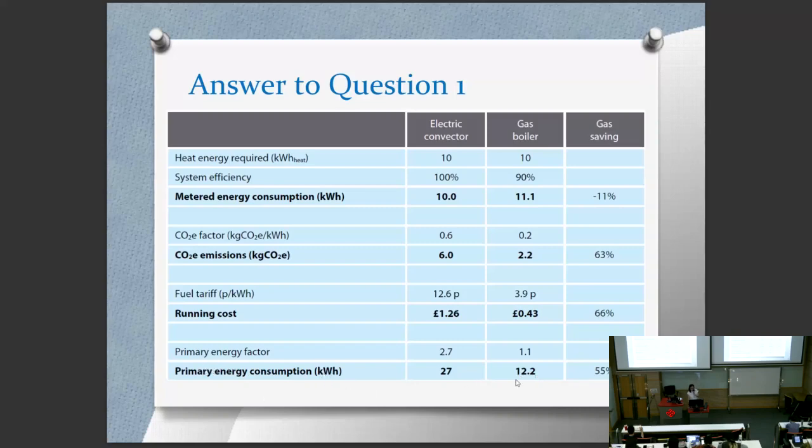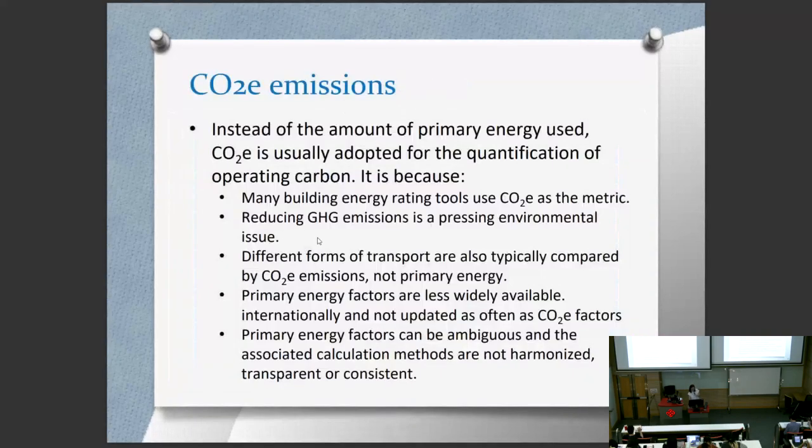So this is only an example, and for our subject, we will be focusing on the carbon dioxide emissions, not the primary energy. We will be calculating the carbon dioxide emissions. So instead of the amount of primary energy used, carbon dioxide equivalent is usually adopted for the quantification of operating carbon. Because many building energy rating tools use carbon dioxide equivalent as the metric, and reducing the greenhouse gas emissions is a pressing environmental issue.